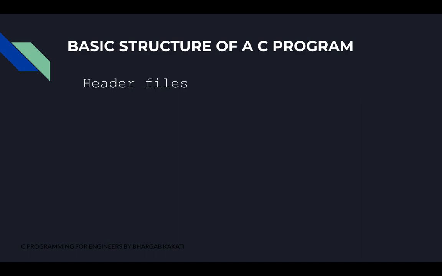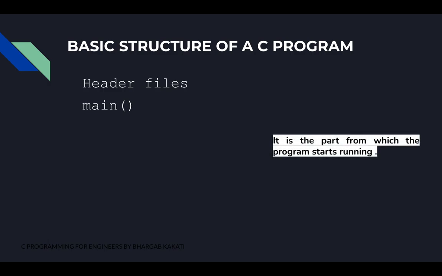After the header files, the next part that we need to write is the main function. If I enclose something within the parentheses, it can be said as a function. So after header files, we need to write the main function. Main function is the part from which the program starts running. So the execution of the program will begin at the main function only.